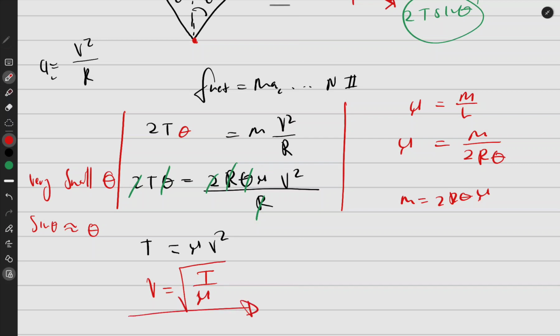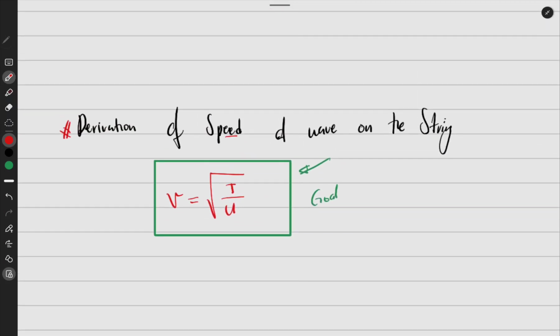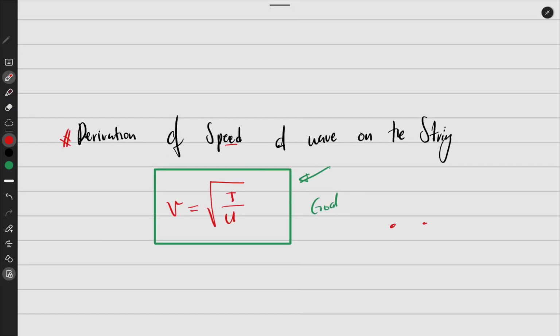If you look very carefully, it's exactly what we wanted to derive. For an exam, this normally goes for 7 to 8 marks. Let me just call it 7 marks for the derivation of the speed of a wave in a string.